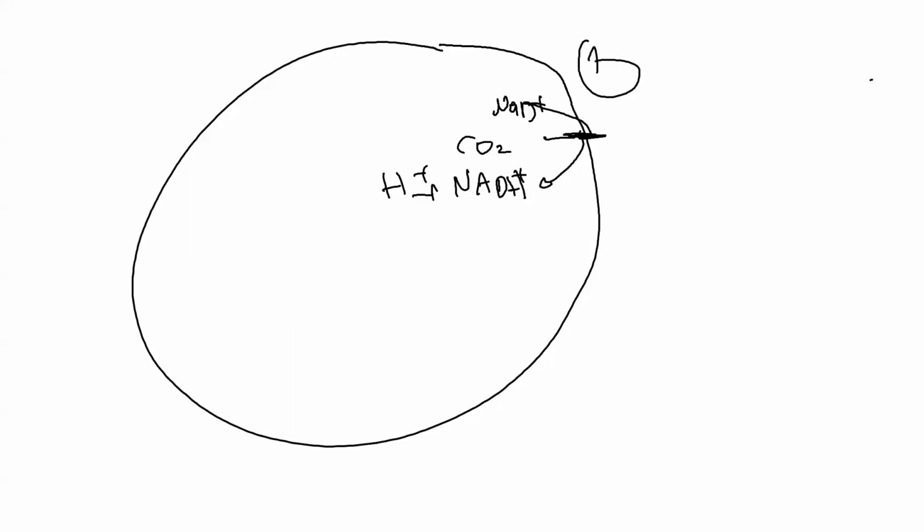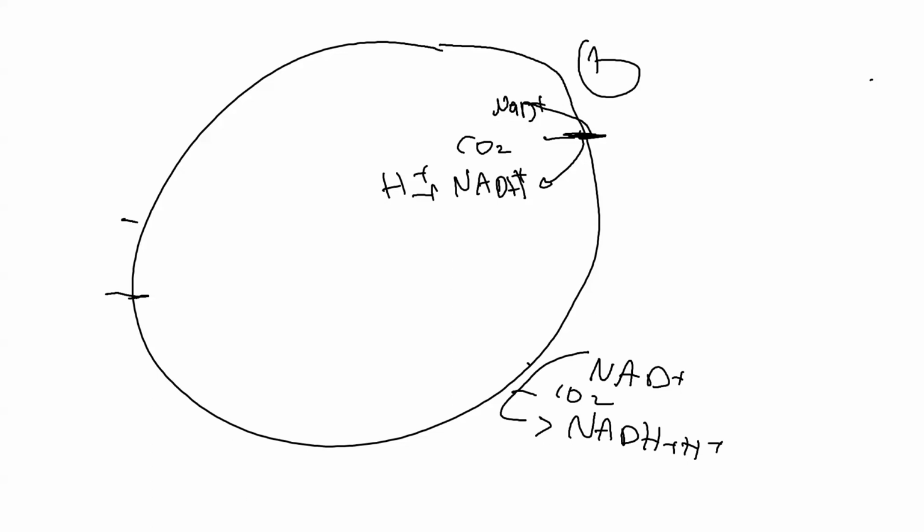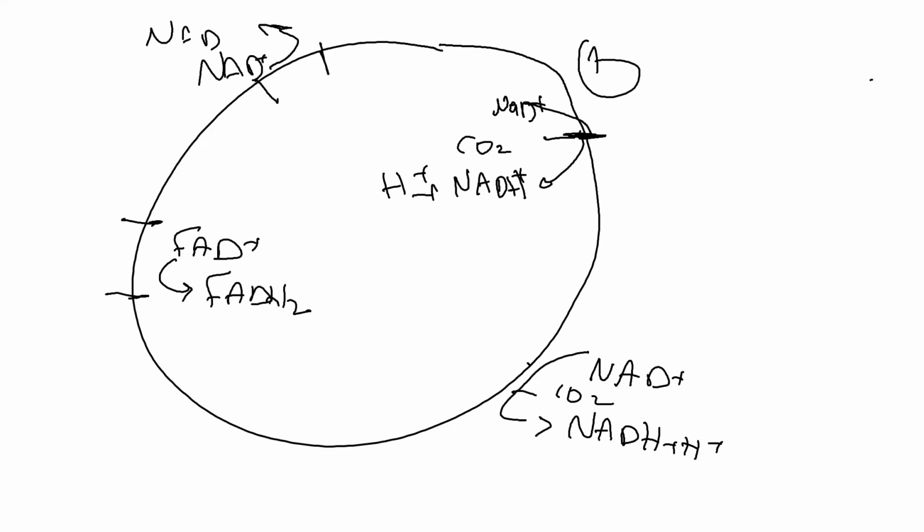And then here, from alpha ketoglutarate to succinyl-CoA, we use NAD plus to produce NADH plus H plus and another CO2. And then from succinate to fumarate, one FAD will become FADH2. And then from malate to oxaloacetate, NAD plus will also become NADH plus H plus.